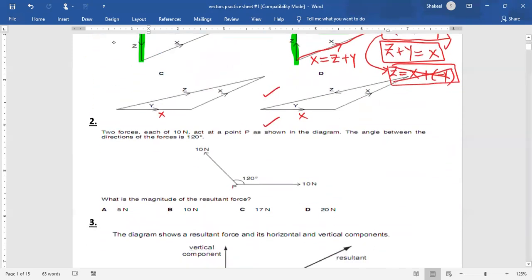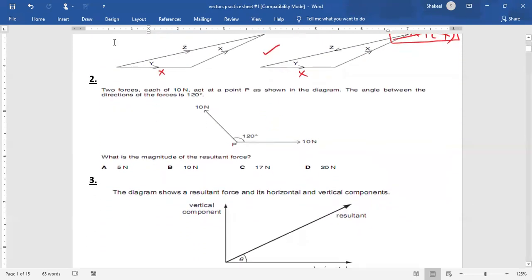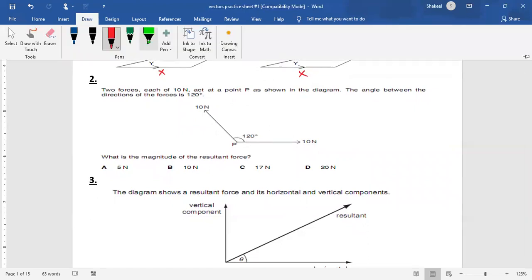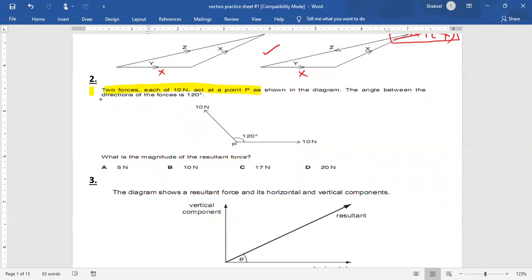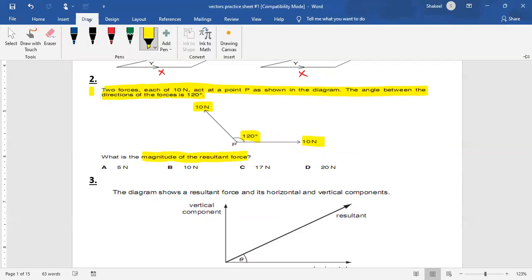Okay, let's move forward to question number 2. Question number 2 says that two forces, each of 10 Newton, act at a point P as shown in the diagram. The angle between the direction of the forces is 120 degrees. So two forces of 10 Newton are there with the angle of 120 degrees between them. What is the magnitude of resultant force? So we have to find resultant force.